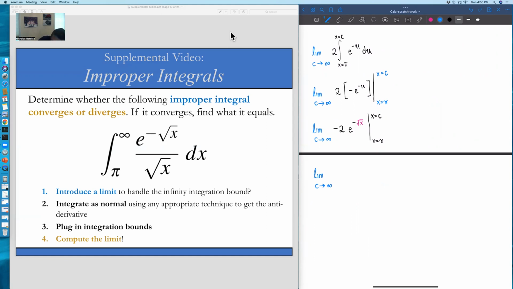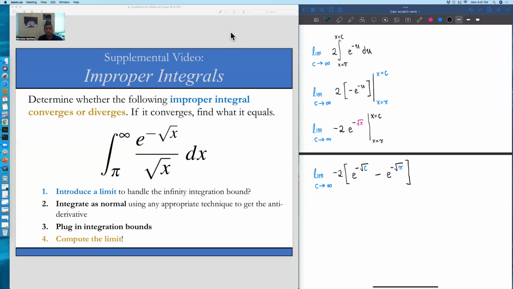We will in a moment, of minus 2, substituting in the upper bound, we get an e to the minus square root of c, minus e to the lower bound, which is e to the minus square root of pi. So we've substituted in the upper bound, subtracted off the antiderivative evaluated at the lower bound. Now we get to look at this limit.